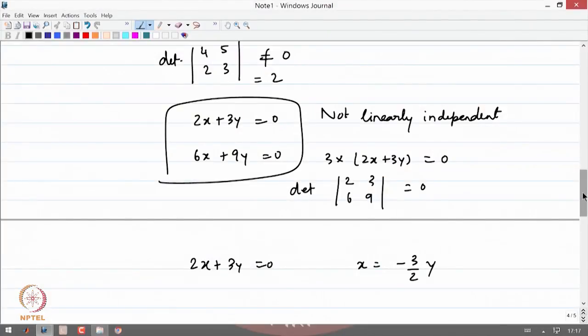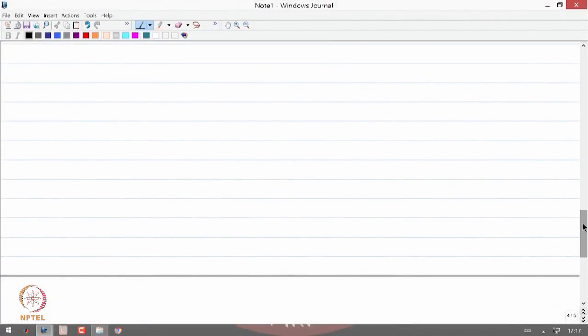Now, if you have a system of inhomogeneous or non-homogeneous equations, you do not have this problem. You actually have to take the inverse of the matrix for a non-homogeneous system. So let us do that.